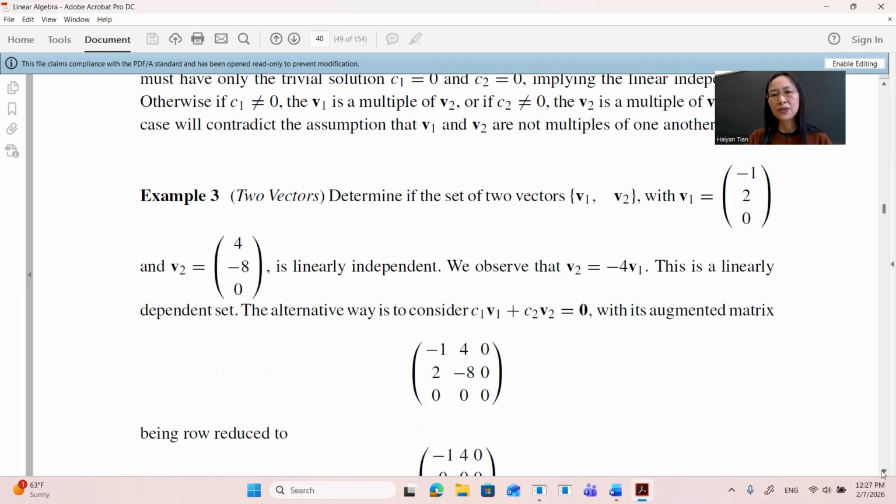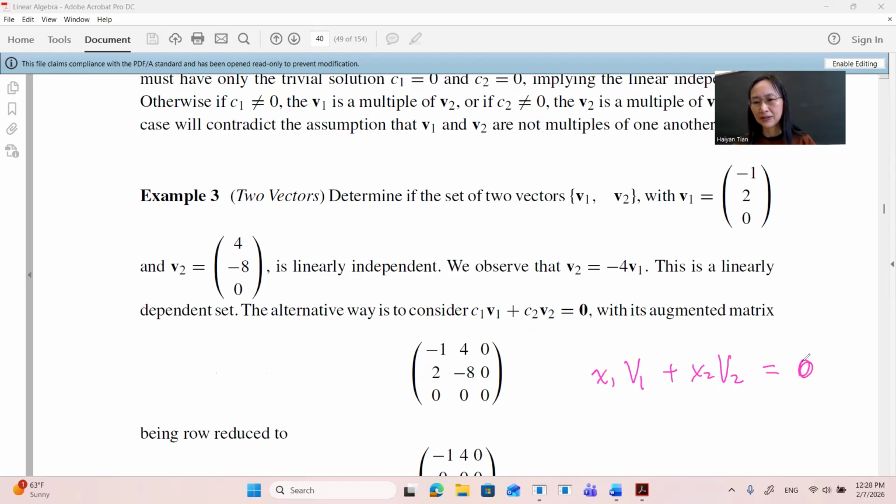Still two vectors. So if you see another set of two vectors, this time first vector, second vector, they are both in R3. That means vectors of 3 entries. Are they linearly dependent or independent? So if we use our definition, that means we want to check the first vector, second vector, we want to form the homogeneous system.